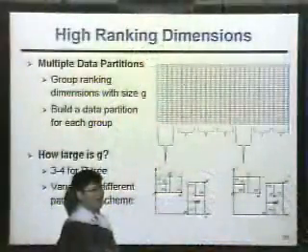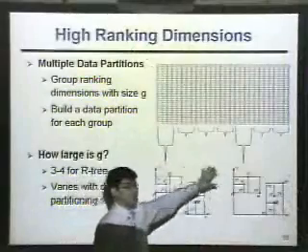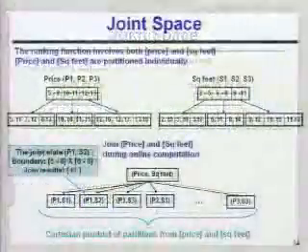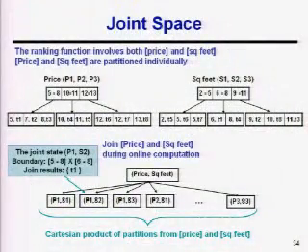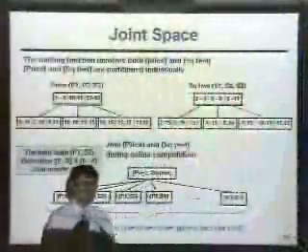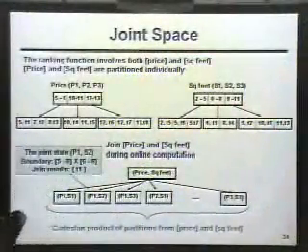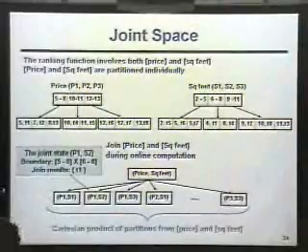So the problem is here. Given a query, it's possible that the ranking function consists of attributes which come from different data partitions. How can we handle this? For example, we have price and we have square feet. Price is partitioned this way, and square feet is partitioned this way. Then we have a ranking function which consists of both price and square feet, and there is no single partition which consists of both price and square feet.